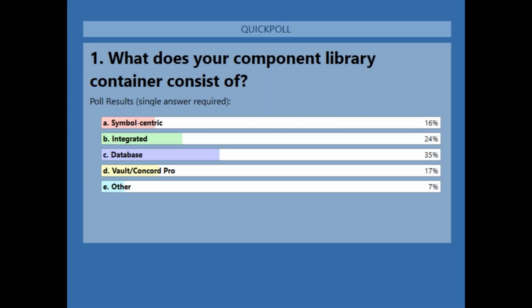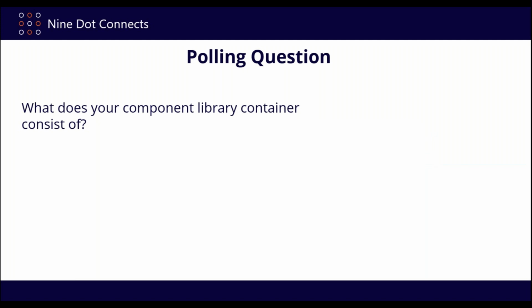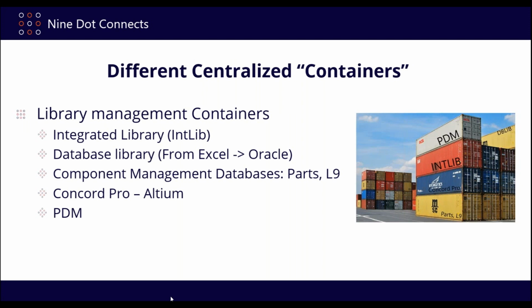All right, so we got the results back, and they're very interesting. It's really an interesting spread across the board. I'm also kind of surprised that a lot of you are using databases, which is a really good thing. We'll talk about these different types in just a moment. But yeah, this is a really interesting spread. So hopefully you'll see some things that you didn't know about the other types of systems that are out there as well. Okay, so as I mentioned, I keep calling them containers, but what are we defining as containers?